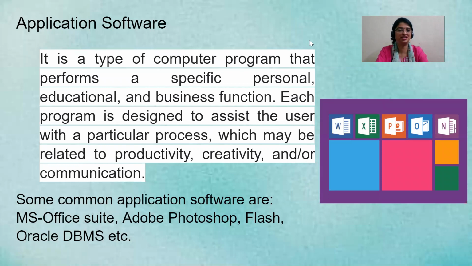Let us go ahead further and try to understand what is the meaning of an application software. It is a type of computer program that performs a specific personal, educational, and business function. So we learned that operating system is like the foundation using which we can interact with the computer system. Above the operating system, we have the application software, which are designed to do specific jobs or specific tasks.